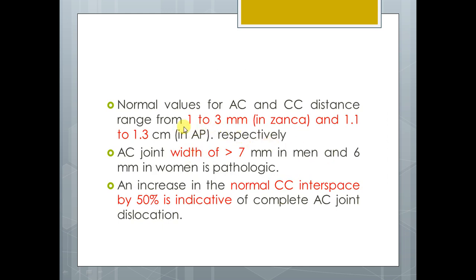Some measures: the width of the AC joint is about 3 mm. And the vertical length of the CC space is 1.1 to 1.3 cm. If this space or distance is doubled, or increased by 50%, this is a complete AC joint dislocation.